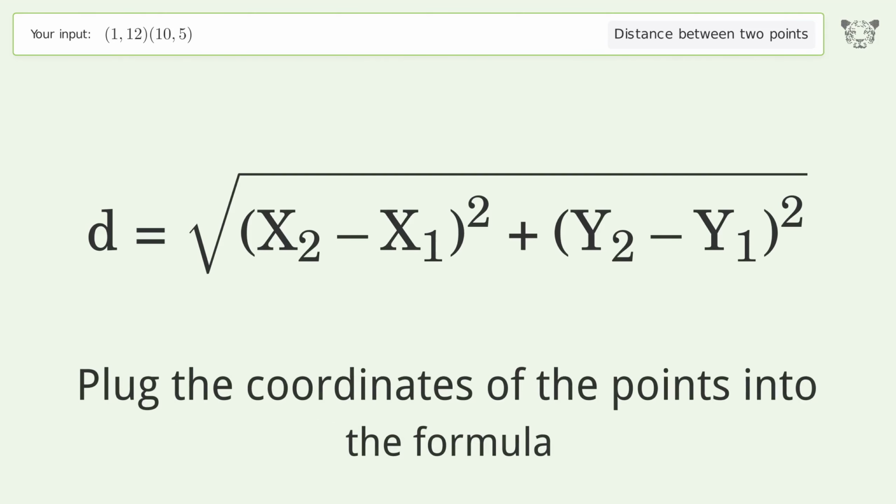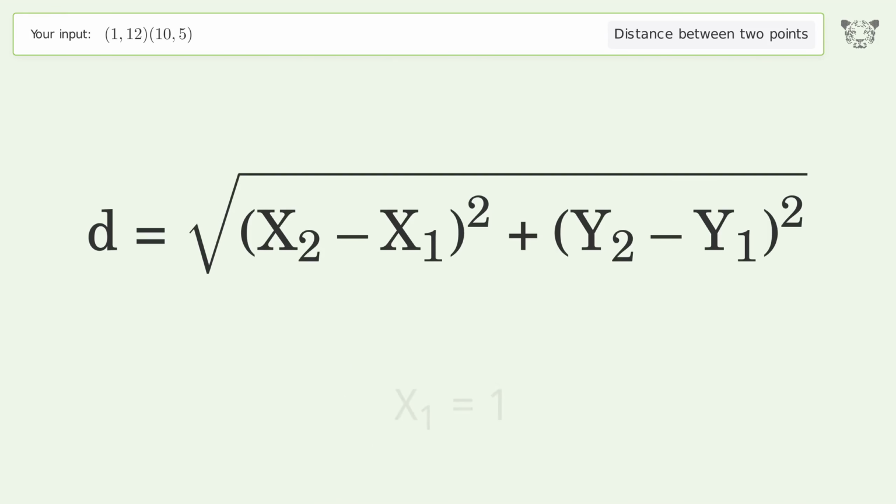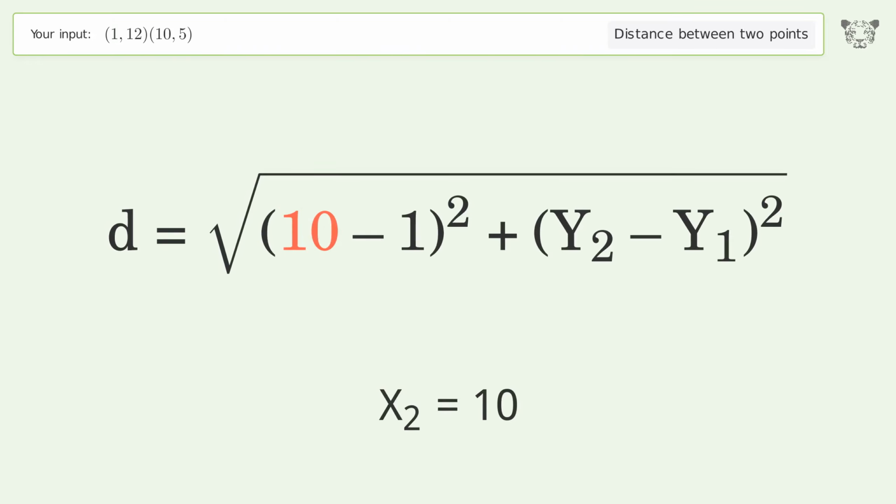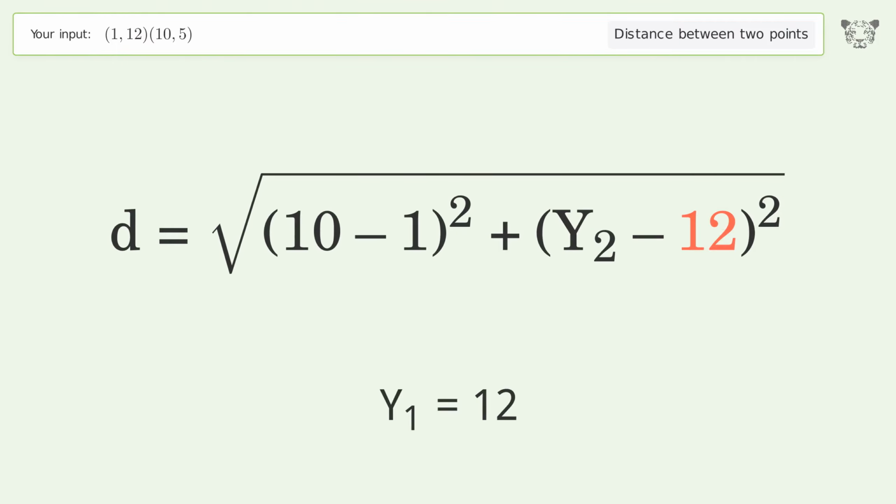Plug the coordinates of the points into the formula. x1 equals 1. x2 equals 10. y1 equals 12. y2 equals 5.